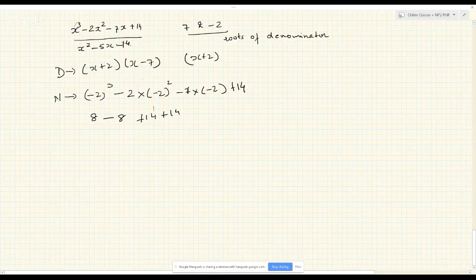Okay, so actually there is no common root. Wait a minute, and then 7, did you check 7? 7 also won't work, I believe. So 7 into 7 cubed is 343. 343 minus 2 into 49, 98, minus 7 into 7 is 49, plus 14. So it doesn't work. So none of the roots work, hence it is not reducible. While framing, maybe I missed one factor. There is no common factor for the two expressions.